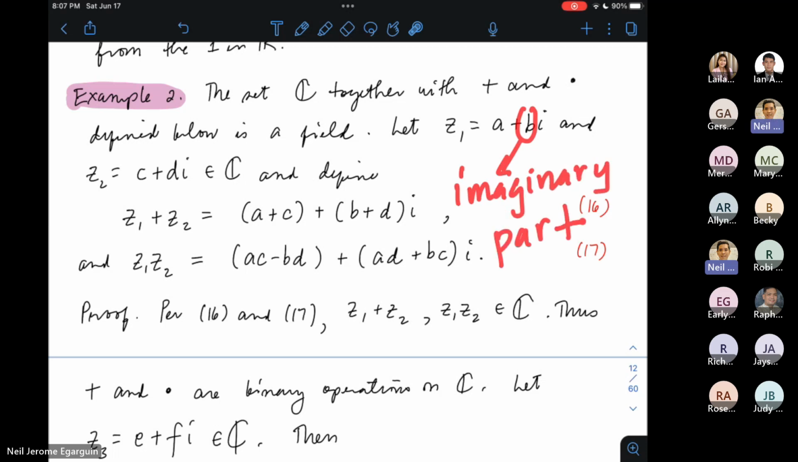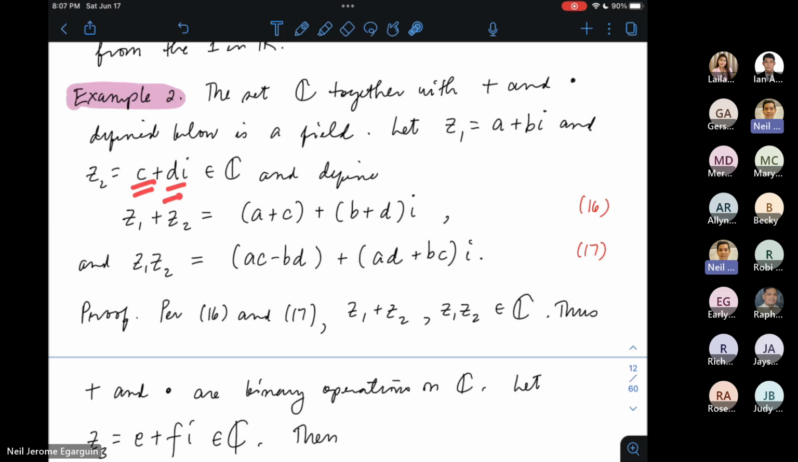Kasi siya yung imaginary part kasi siya yung nakamultiply dun sa imaginary unit na I. Right? So, dito naman sa Z2, ang real part ay si C, ang imaginary part ay si D. Okay? Now, addition of complex numbers are defined as follows. Yung Z1 plus Z2 ay equal sa, i-add lang natin yung real parts, sila yung sum ang magiging real part, plus i-add mo naman yung imaginary parts times I.